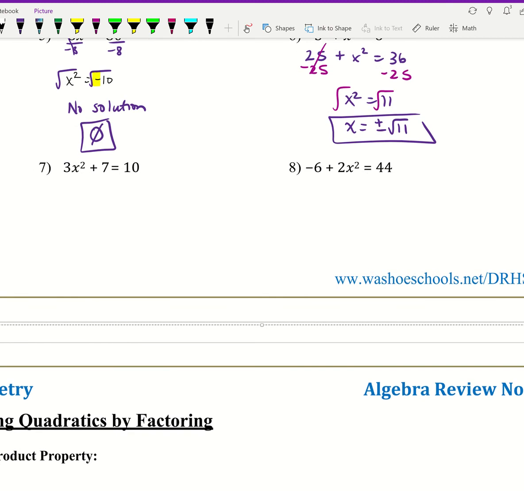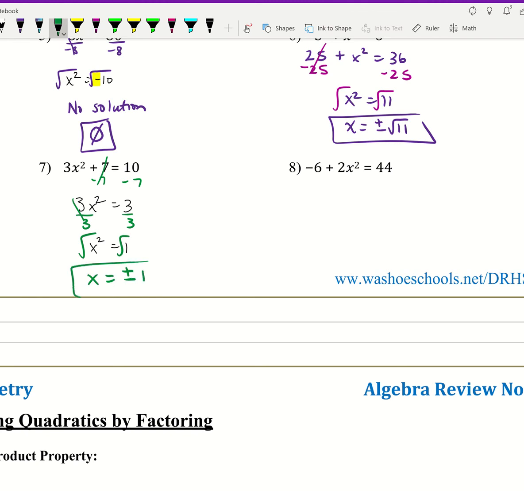Number 7, I'll start by canceling any addition or subtraction. And then I'll rewrite this and divide both sides by 3. So x squared is equal to 1. Now I'll square root both sides. And I don't want to forget that my answer is plus or minus. The square root of 1 is 1 because 1 times itself is 1.